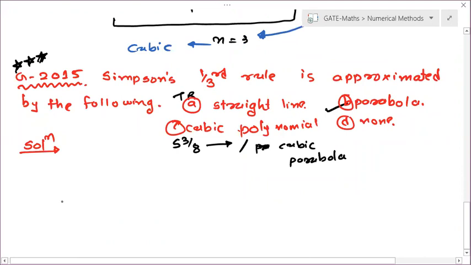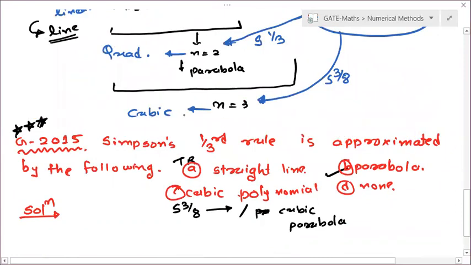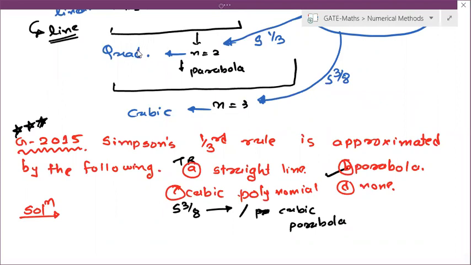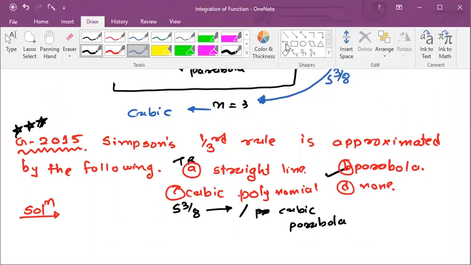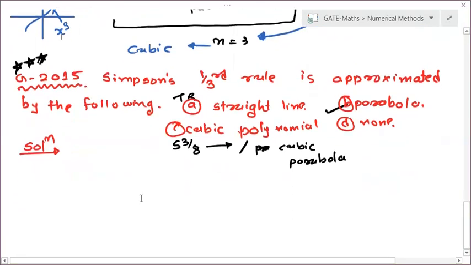Roshan, what is a cubic parabola? Cubic parabola means it is one type of cubic polynomial only. When you draw the graph of a cubic polynomial, in some books the graph of this cubic polynomial is referred to as a cubic parabola. Suppose I am drawing a graph of x cube, this is referred to as a cubic parabola. It is its name. Is it clear now?